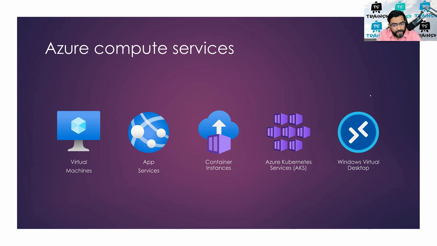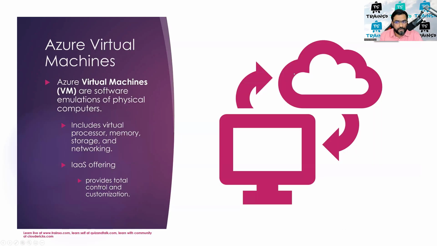And then you have container instances. Hope you have an idea about what containers are and what container orchestration is from Cloud Computing 101. And if you remember container orchestration, you will definitely remember Kubernetes. And Azure has Azure Kubernetes Service. And finally, Windows Virtual Desktop, a very popular service these days, especially because of all the work from home. Okay, Azure Virtual Machines. Azure Virtual Machines are software emulations of physical computers. You know that.